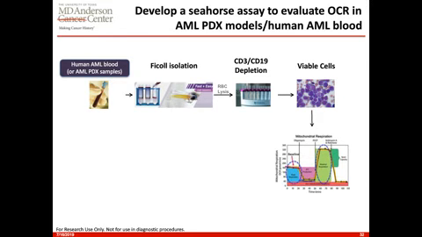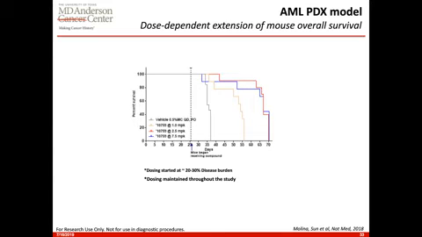We take the human blood or AML PDX samples through Ficoll isolation. We enrich the cancer cells. Then through CD3 and CD19 depletion, we get the viable cancer cells. Then we plate them on the Seahorse plate using the Cell-Tak coating.